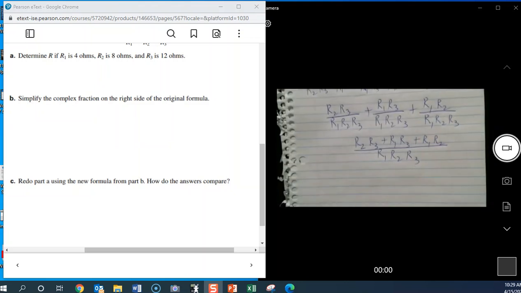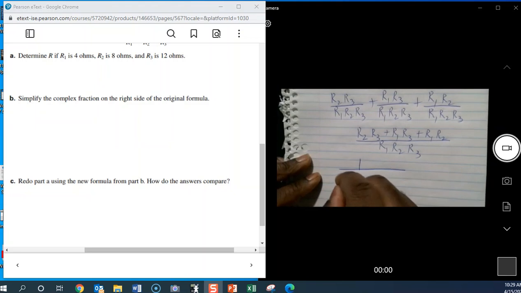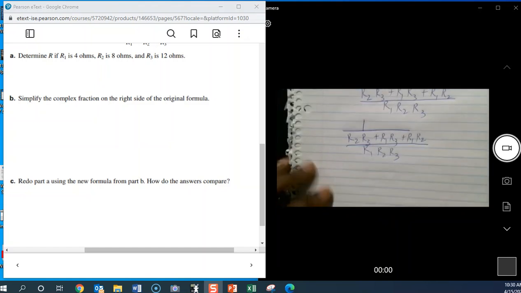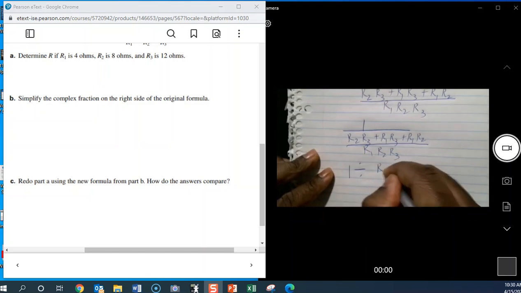Now we're going to take this value here, and put it back in its original place. Now, we're going to take 1 divided by this fraction here.